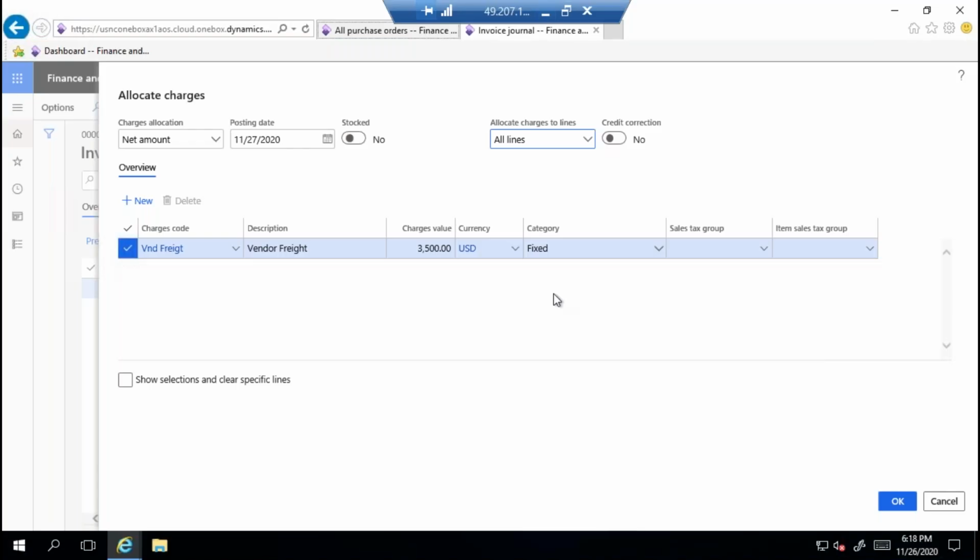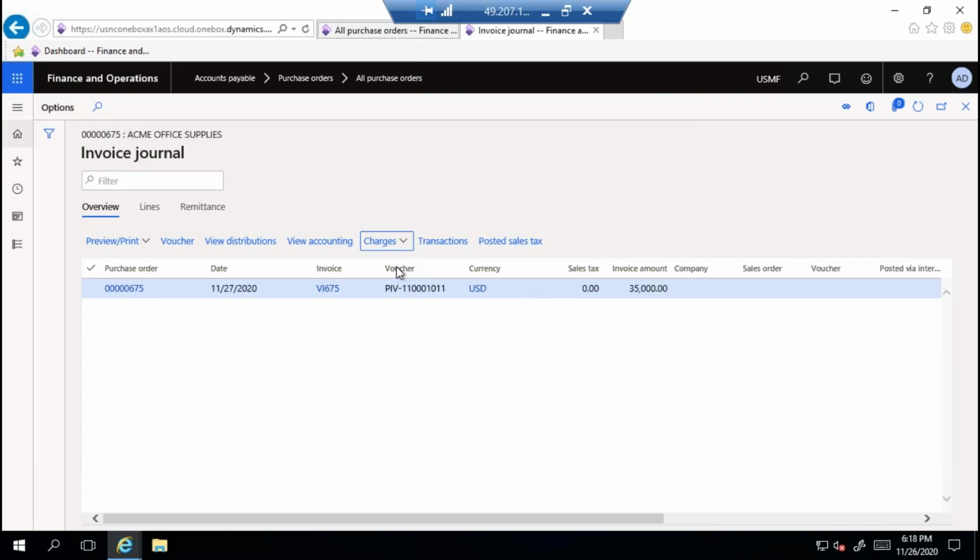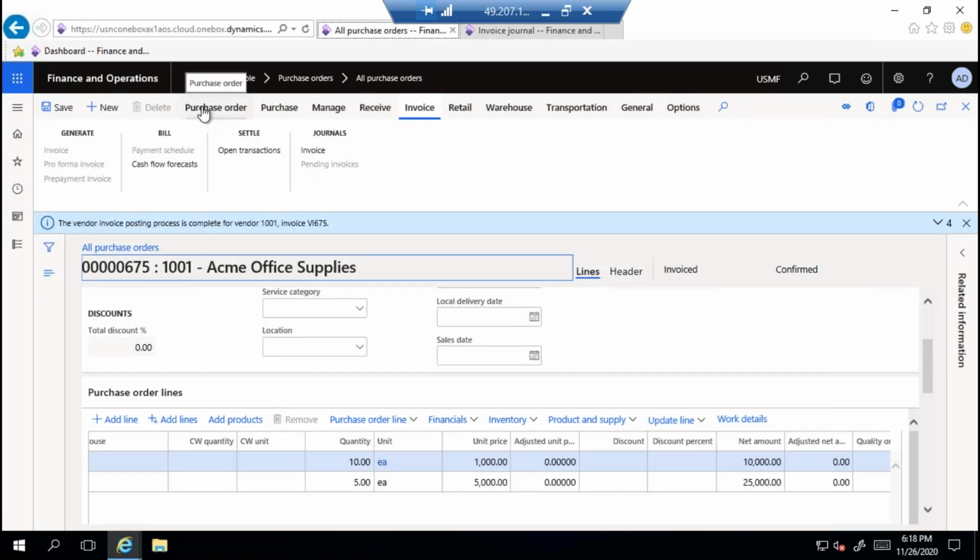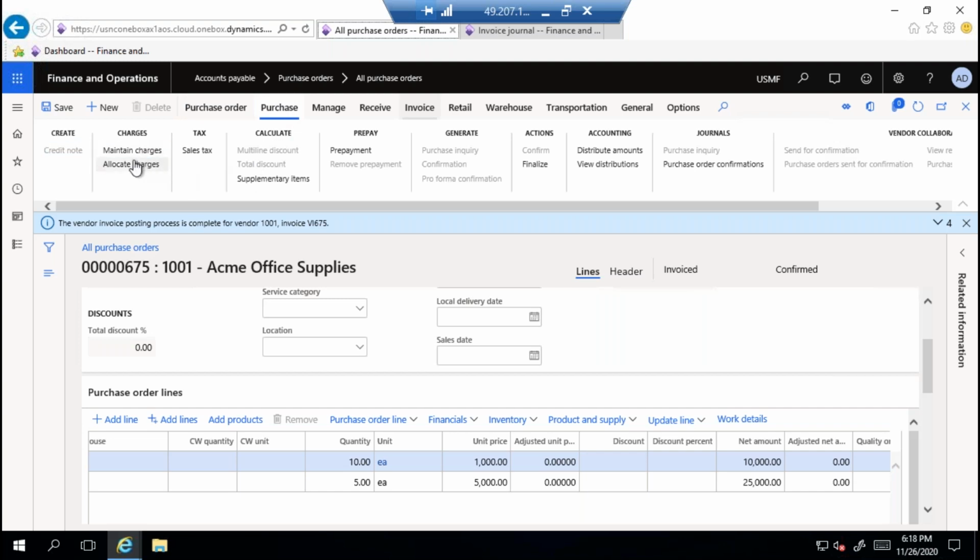For a layman or for junior people, simply you can remember that you need to allocate charges. That's it. Allocate charges. Method is net amount. That's it.